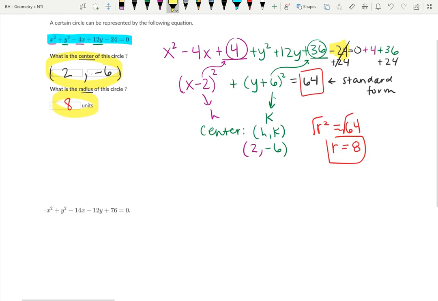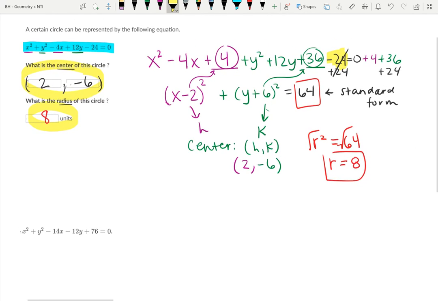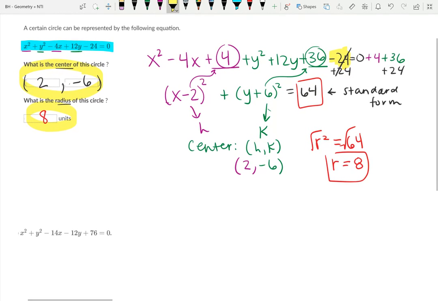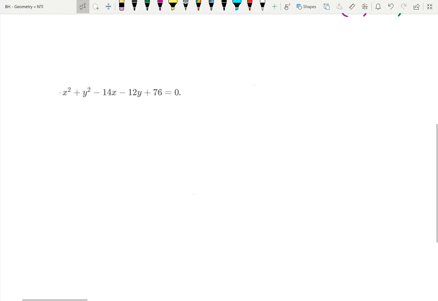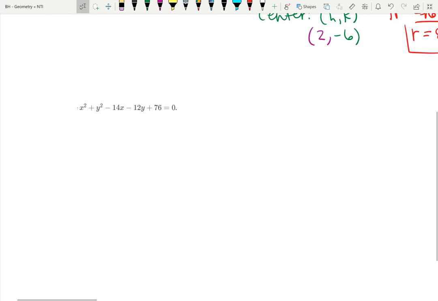So a lot of algebra involved here. Not too bad. You just have to remember how to complete the square, guys. So when you're given the equation of a circle in the expanded form, you've got to complete the square. Okay? All right, let's do one more example together. So let's identify the center and the radius. So that's the end goal.